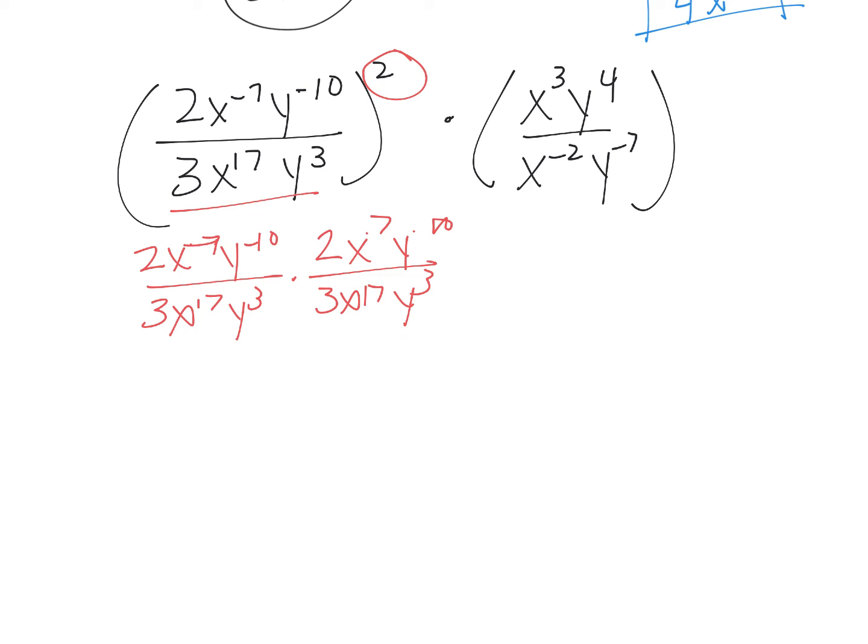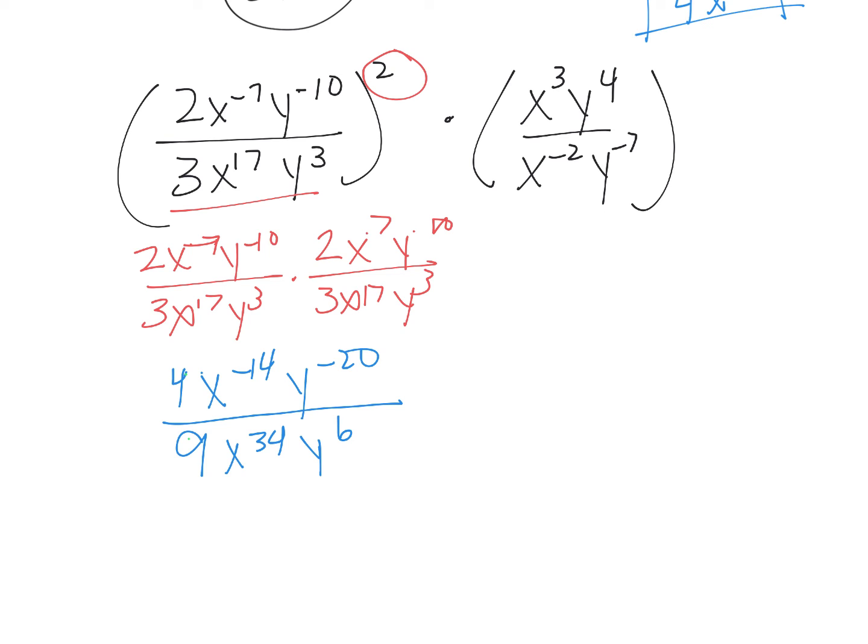So multiply straight across. So 2 times 2 is 4. x to the power of negative 7 times negative 7 is x to the power of negative 14. y to negative 10 times y to negative 10 is y to negative 20. Over 3 times 3, which is 9. x to the power of 17 times x to the power of 17 is x to the power of 34. y to the power of 3 times y to the power of 3 is y to the power of 6. And now at this point we can simplify.